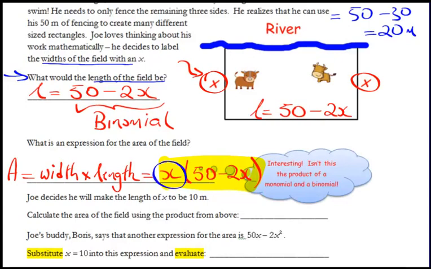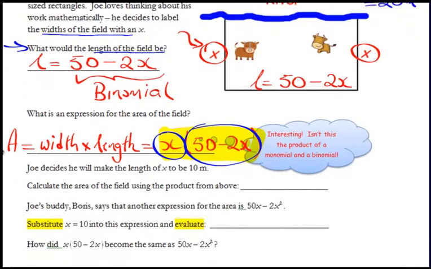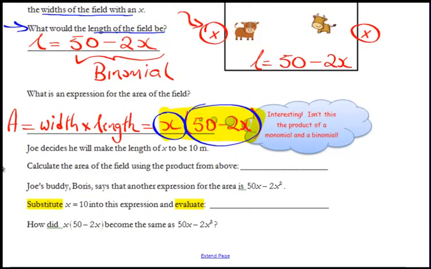Well, it's the product of a monomial x and a binomial 50 minus 2x. Now, let's imagine Joe decides he will make the length x equal to 10 meters. So, could we go through and calculate what the area of the field is going to be if he does that?